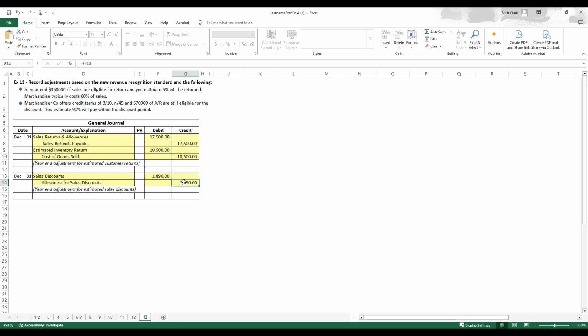Okay. And those are the two adjustments that we need to account for: the estimated returns and sales discounts due to new revenue recognition standards.